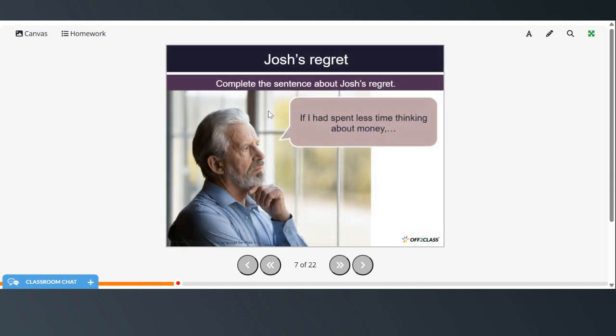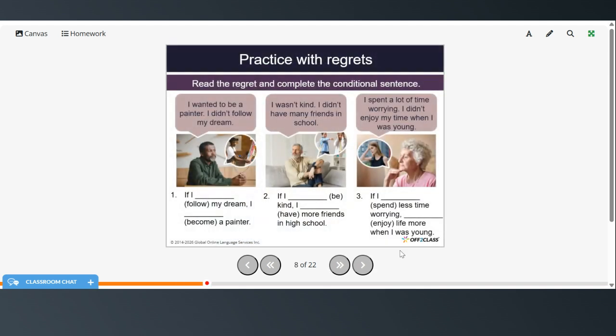So now complete the sentence about Josh's regret. If I had spent less time thinking about money, and go ahead and put your answer in the comments. Alright, so now read the regret and complete the conditional sentence. You can pause the video, try these on your own, and then restart when you're ready to check your answers. I wanted to be a painter and I didn't follow my dream. If I had followed my dream, I would have become a painter.